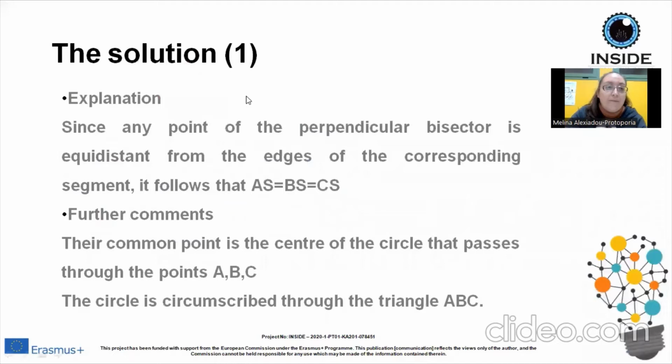The explanation is that we find the points of the perpendicular bisector that are equidistant from the edges of the corresponding segment. The common point is in the center of the circle that passes through those 3 points. The circle, of course, is circumscribed around the triangle A, B, and C.